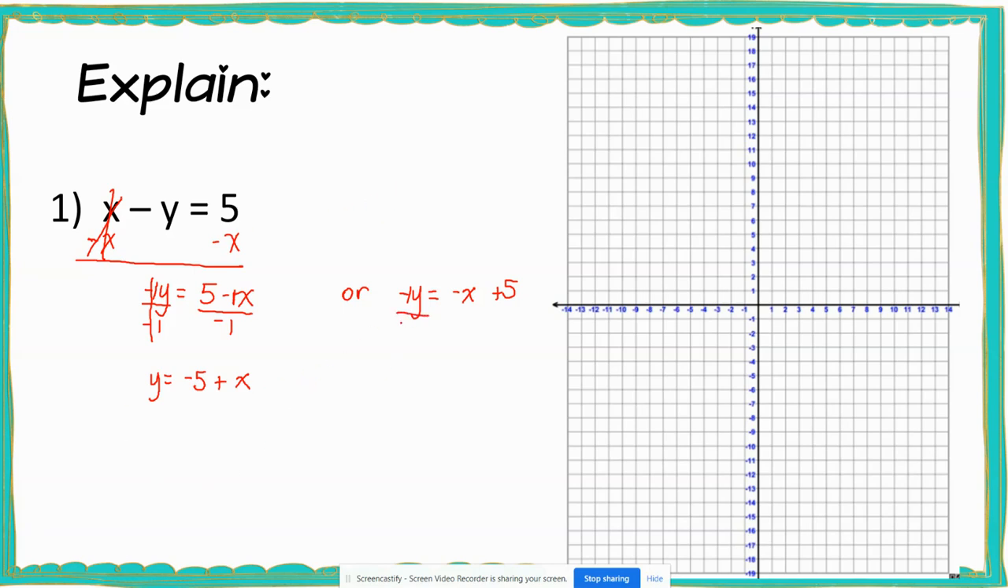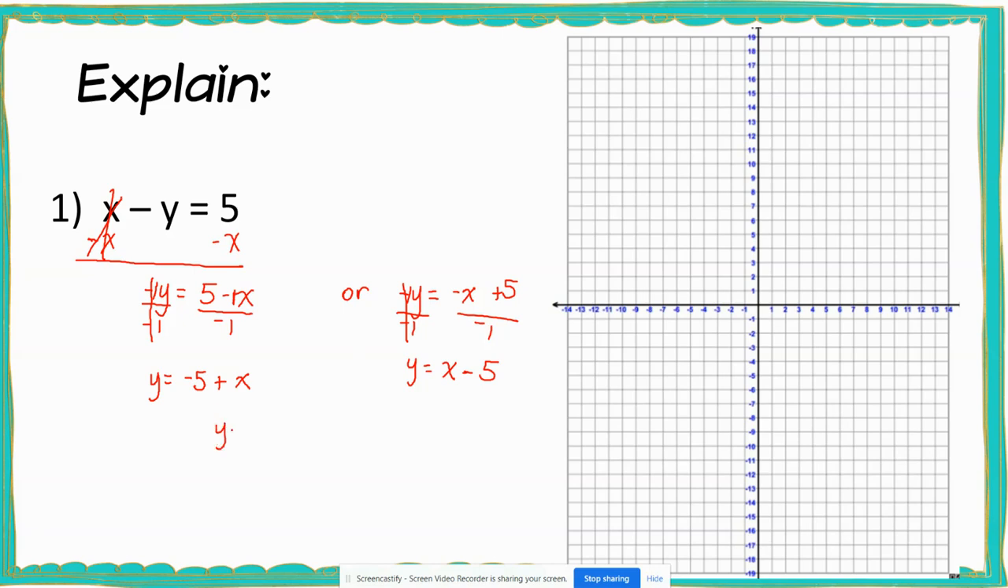I could have done the same thing over here, divided by negative 1 on both sides, and I would have gotten y equals. Well, negative 1x divided by negative 1 is positive 1x, or just x. Positive 5 divided by negative 1 is negative 5, so I would write minus 5. Both of these equations say the same thing. Now we need to use this to plot our line on our graph.